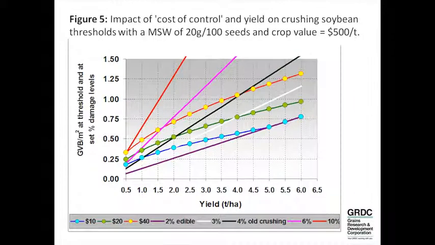Because we can put in different cost of control scenarios. So you can see the higher the cost of control, the higher the threshold. And you've got a problem here.